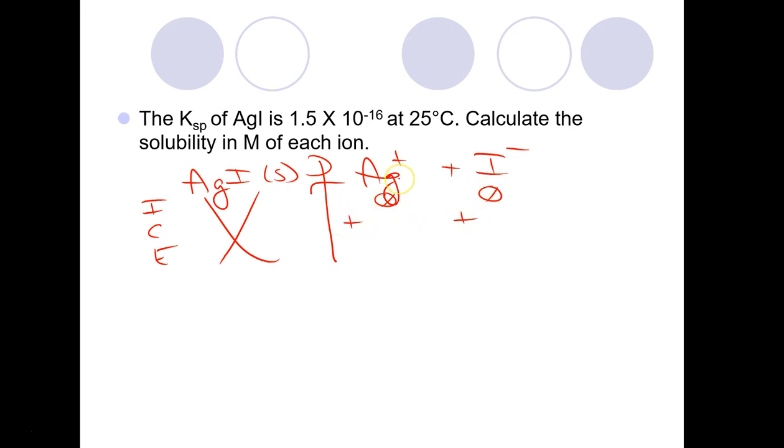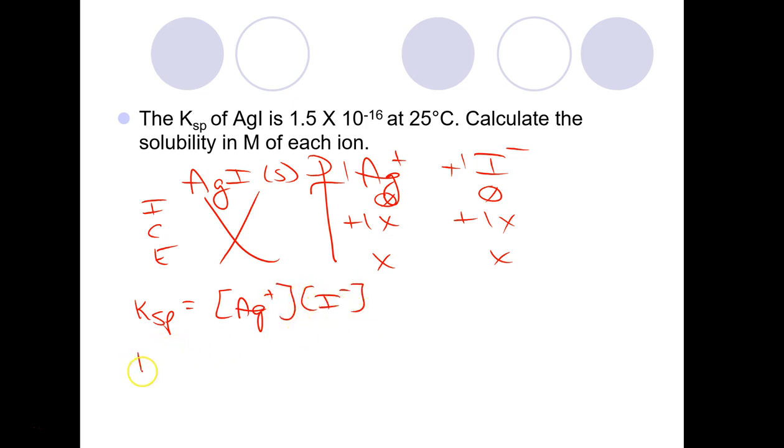And then you have to look at the coefficients to figure out how much they are going to gain. Well, we don't know, but we're going to call it X. And since it has a coefficient of 1, it's 1X and 1X. So at equilibrium, I got X and X. My Ksp expression is Ag+ times I-. I get 1.5e-16 equals X times X, or X squared.